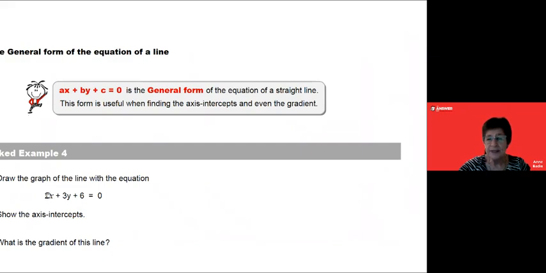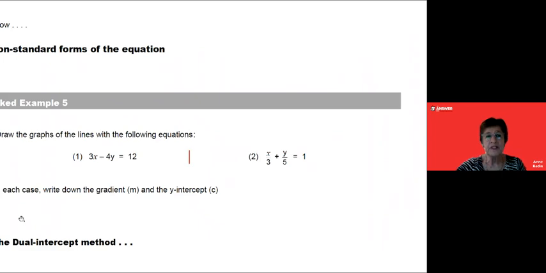Then we get 3y plus 6 equals 0. 3y equals minus 6, y equals minus 2 is the y-intercept. We substitute y equal to 0, we get 2x plus 6 equals 0. 2x equals minus 6, and x equals minus 3 will be then the x-intercept. And we can then draw the graph, and we will be able to, from the graph, write down the gradient of the line. Of course, interesting is to then rewrite this in the standard form to check that our answer to B is correct.